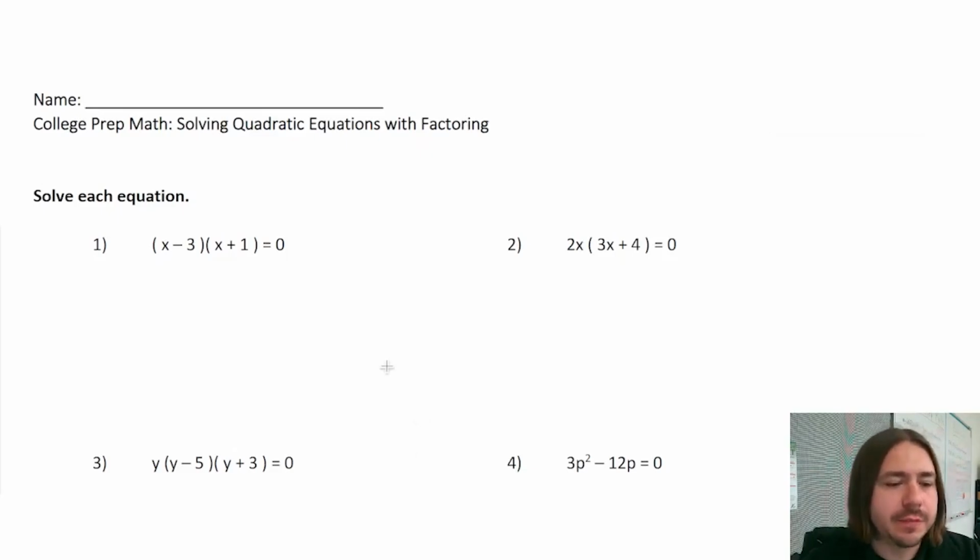Tonight's homework, we're solving quadratic equations using factoring, so we're going to see a bunch of examples of how to do this. These first few problems, luckily, are already factored to just kind of get you in the hang of what to do once you factor it. Number one says x minus 3 times x plus 1 equals 0.